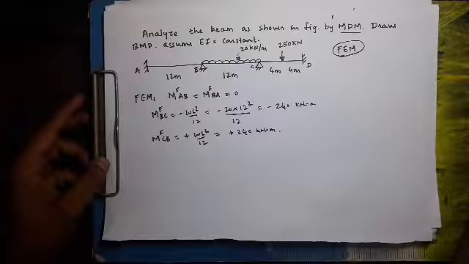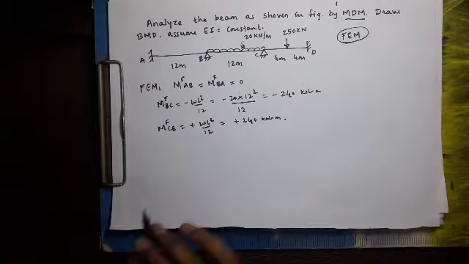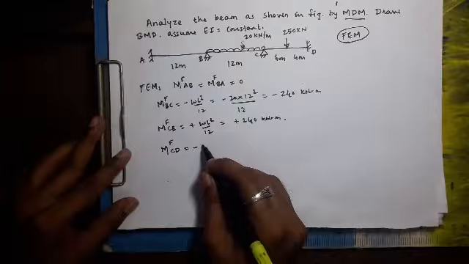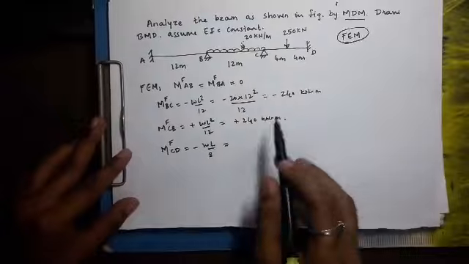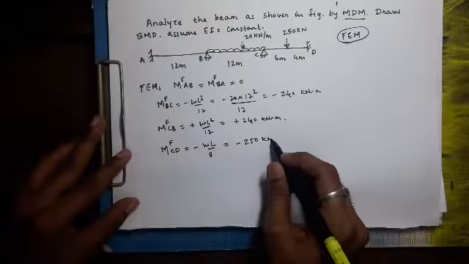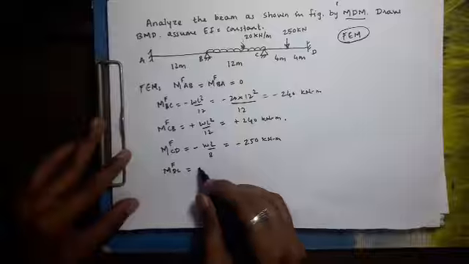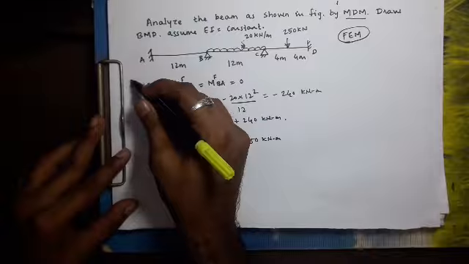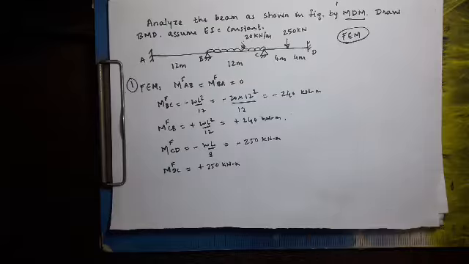One more span is remaining, CD, which has got a point load at the center. So for point load, the formula is MFCD equal to minus WL by 8, where W is the point load acting at the center, which will be minus 250 kilonewton meter. MFDC will be plus 250 kilonewton meter. And this is the very first step in case of MDM, moment distribution method.